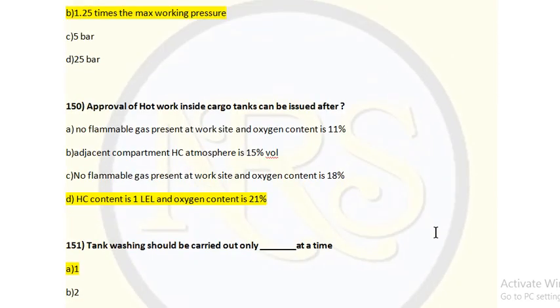Question number 150. Approval of hot work inside cargo tanks can be issued after: option A, no flammable gas present at work site and oxygen content is 11%. Option B, adjacent compartment hydrocarbon atmosphere is 15% volume. Option C, no flammable gas present at work site and oxygen content is 18%. Option D, hydrocarbon content is less than 1% of LEL and oxygen content is 21%. That is the correct answer. Option D is the correct answer for question number 150.